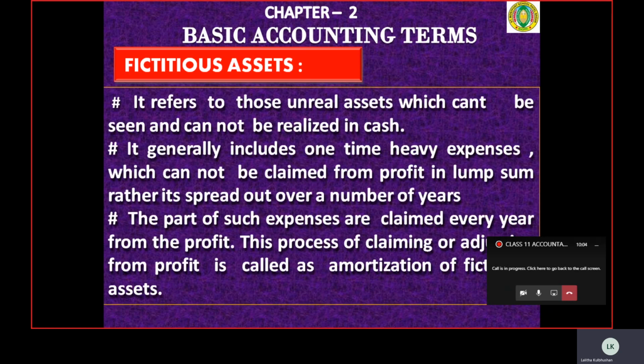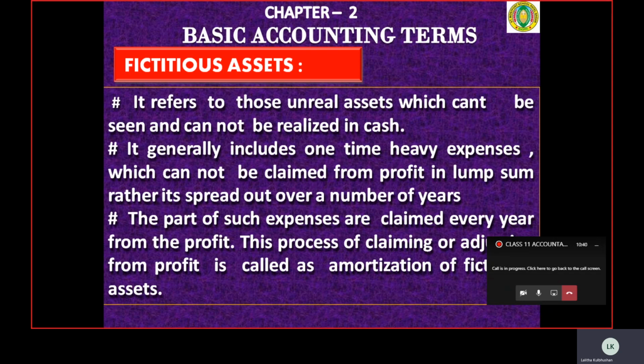Fictitious assets basically refer to those unreal assets which cannot be seen and cannot be realized in cash. It generally includes one-time heavy expenses which cannot be claimed from profit in lump sum. Rather, it's spread out over a number of years. So fictitious basically means those unreal assets, generally an unrealistic type of assets which we cannot realize, or out of which we cannot generate cash.